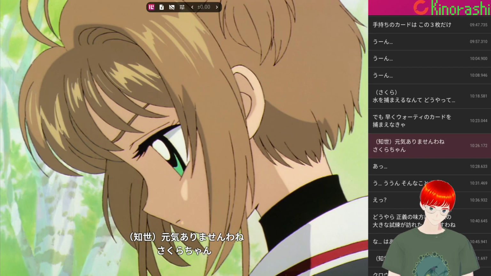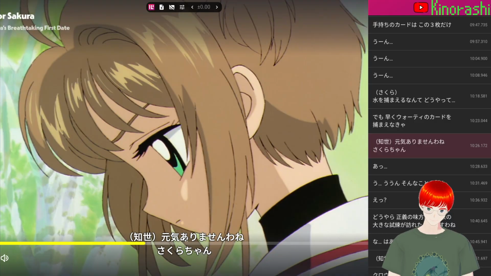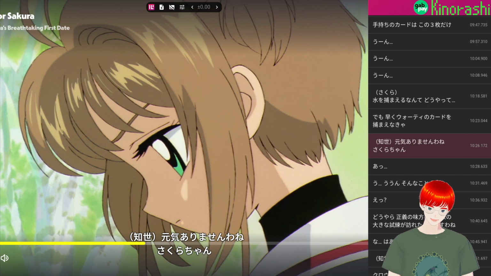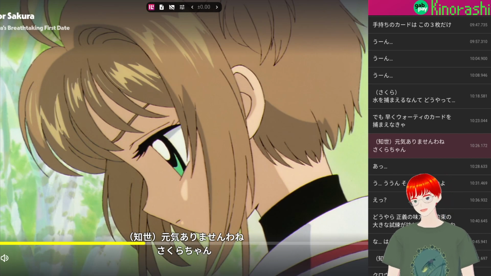Genki arimasen wa ne, Sakura-chan. This is asking in the negative again, which is common in a lot of Japanese phrases. So, are you okay? It more literally translates to, are you not okay? But in English, you'd say, are you okay? So, are you okay, Sakura-chan? Genki arimasen wa ne, Sakura-chan.